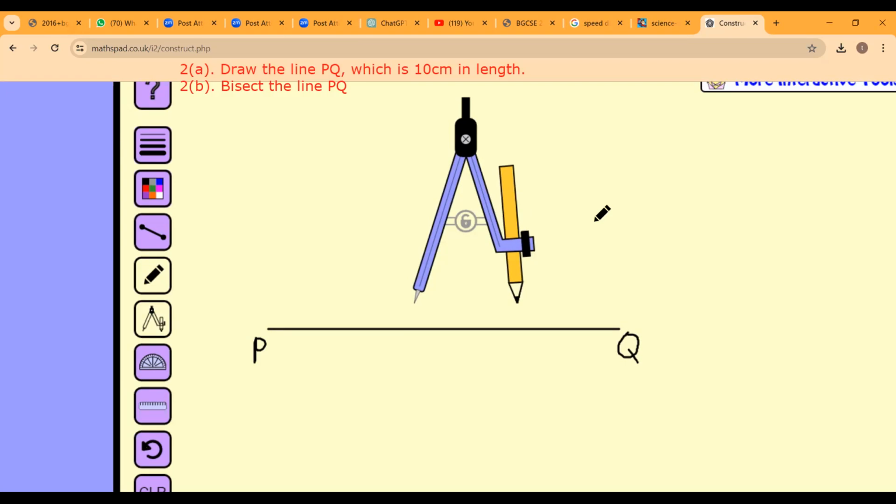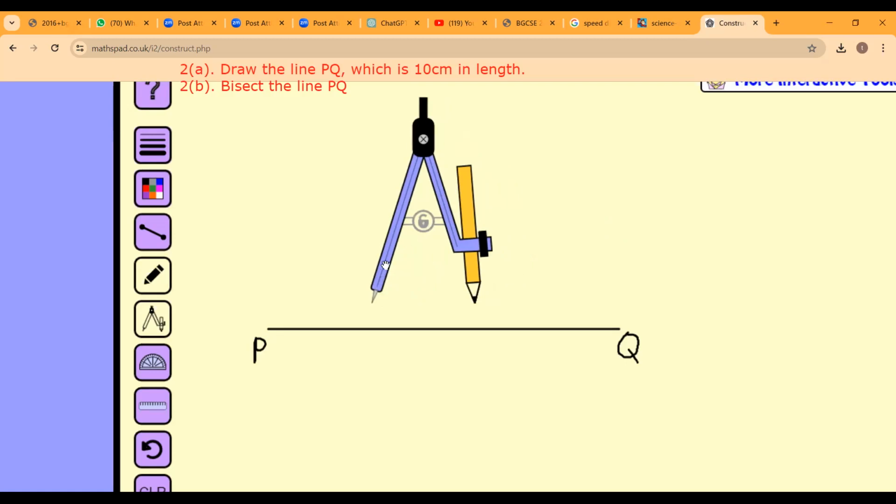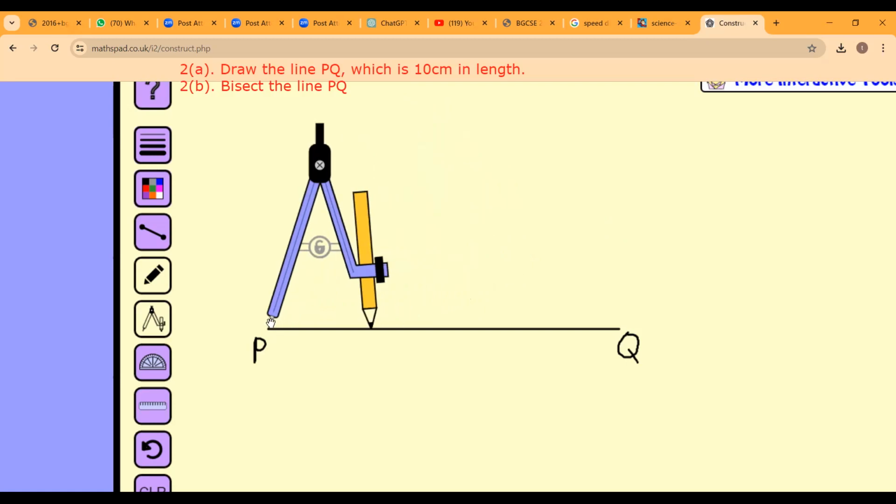Point Q. Where are we gonna put our compass point in order to bisect this? At P or at Q? Remember where we're gonna start off. We're gonna start at point P.